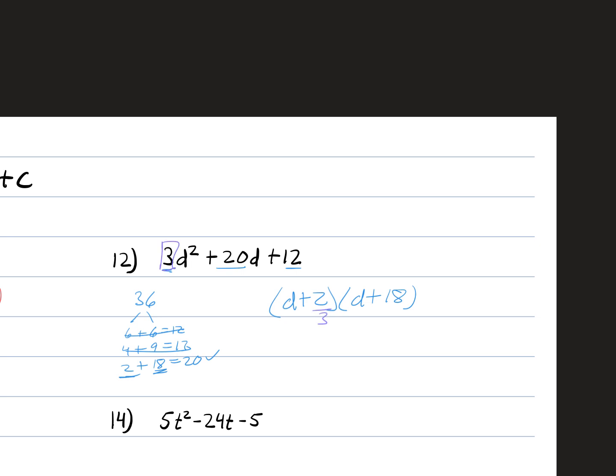I want to divide by that number. All right, d plus 2 divided by 3. 2 divided by 3 doesn't simplify, so I'm going to slide it out front. So 3d plus 2, and then d plus 18 divided by 3. 18 divided by 3 is 6. And that does divide evenly, so I'm going to write it down. All right, so it's going to look something like that.